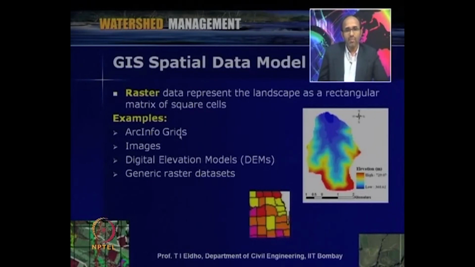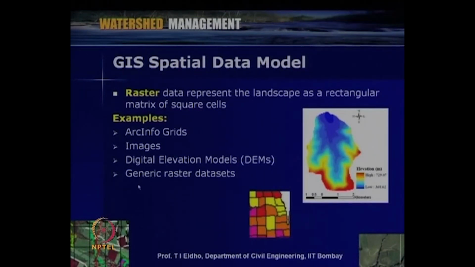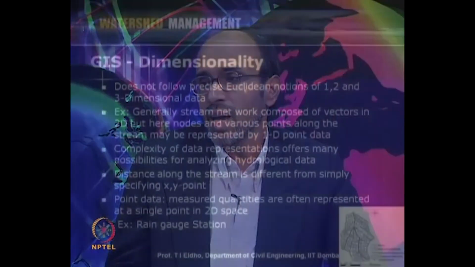Some of the examples are ArcInfo grids, which we can directly utilize, or images, which we can represent in a raster format. Then the digital elevation model using the spatial variation in raster form, and then using the contours, and generic raster data sets. All those things we can utilize as far as the GIS spatial data model is concerned. Depending upon the package and the need, we can have a raster based system or a vector based system, and conversion from one to another is also possible in most of the GIS packages. Now let us look into the GIS dimensionality.